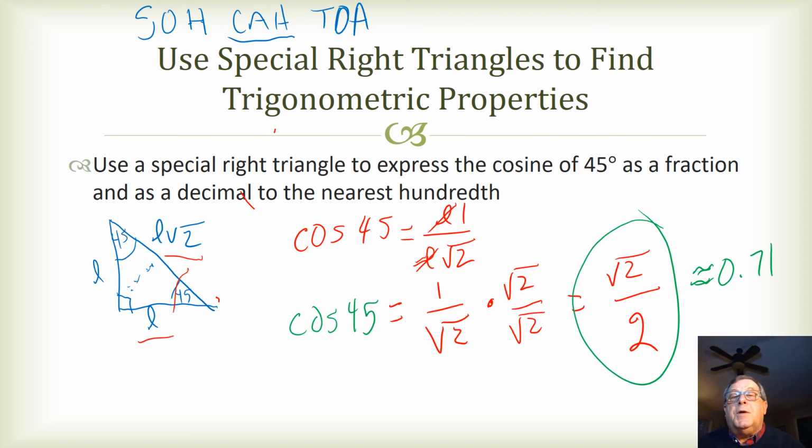We've used special right triangles to find a trigonometric property. In this case, it was a 45, 45, 90 degree right triangle. We found the cosine of it using SOHCAHTOA. Cosine is adjacent over hypotenuse. Lovely.